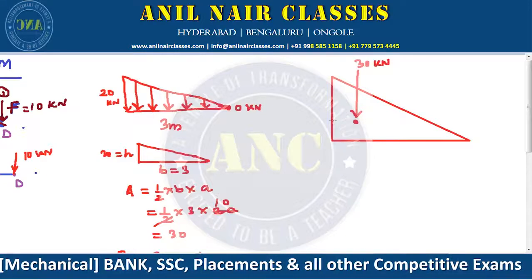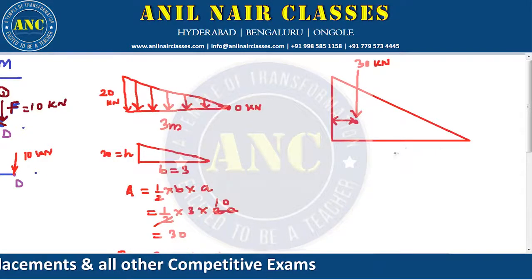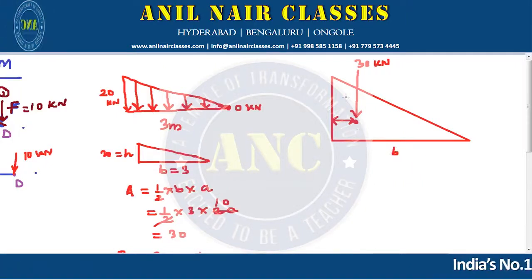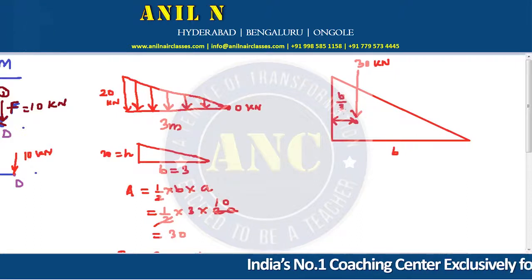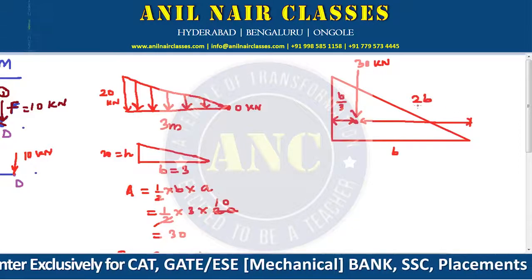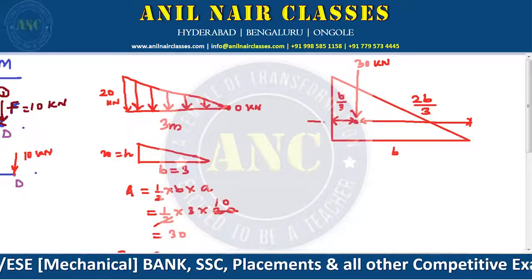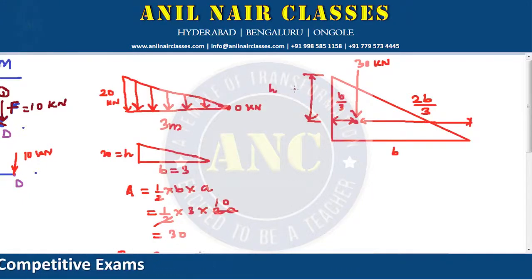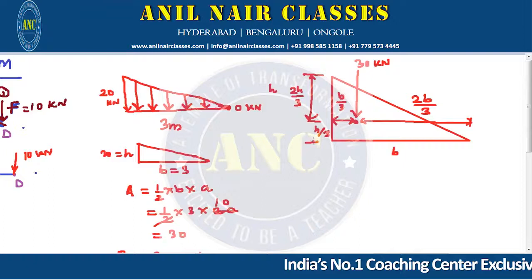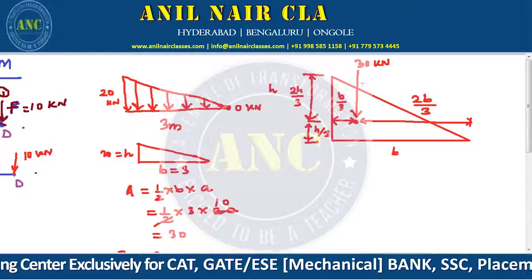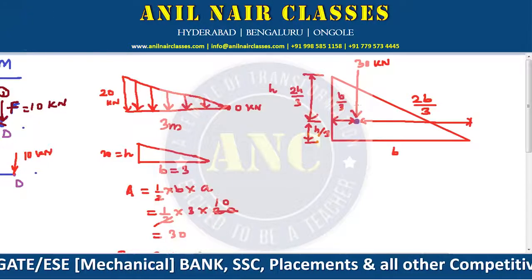At a distance of what? At a distance of this total length, say this is 3, so this is B. So this will be B by 3, whereas this distance will be 2B by 3. Similarly, if I go by this distance, say this is h total, so this distance will be 2h by 3, whereas this minimum distance will be h by 3, correct? So this is nothing but the center of gravity of the uniformly varying load.